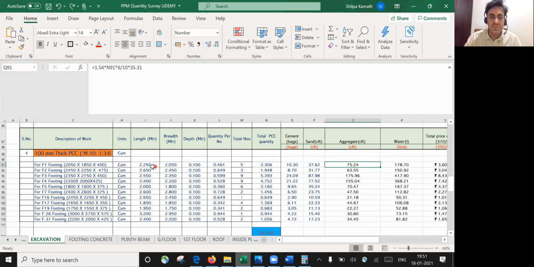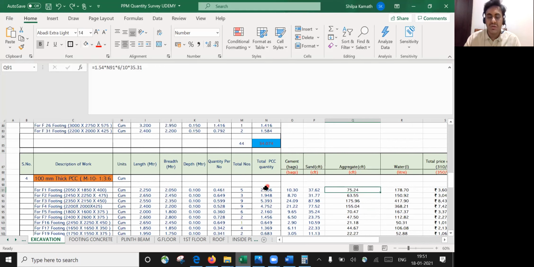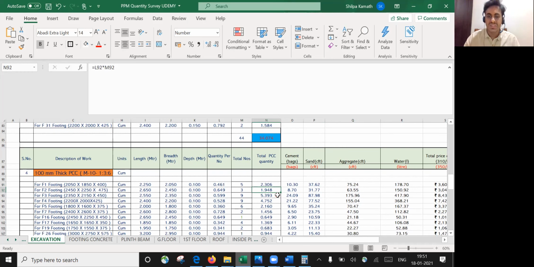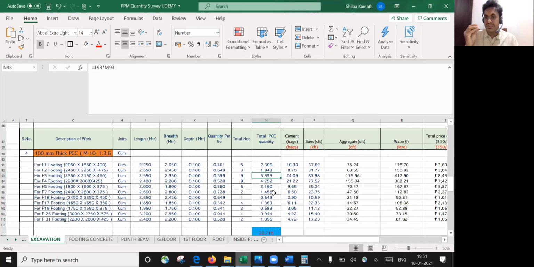Multiply all three quantities, 2.25, 2.05 and 0.1, and you will get 0.461. Multiply that by the number of footings; F1 footings I have 5. So 5 into 0.461 gives 2.306. Working out the final PCC quantity required, it is 22.716, let us say 23 cubic meter of PCC quantity is required.